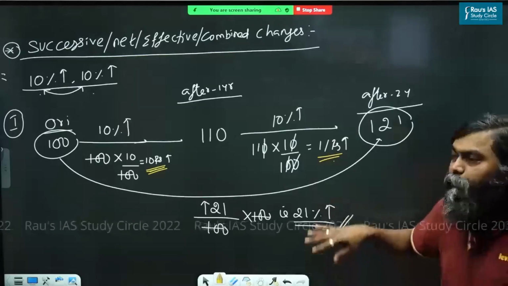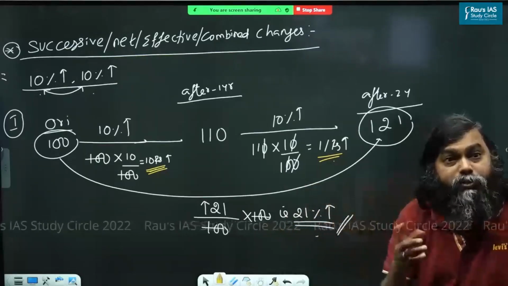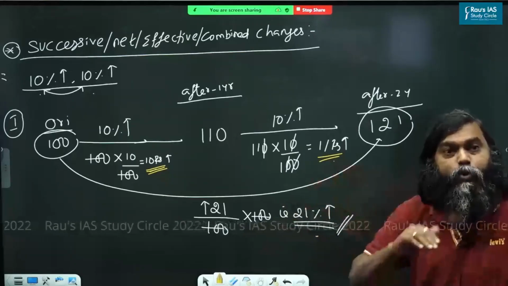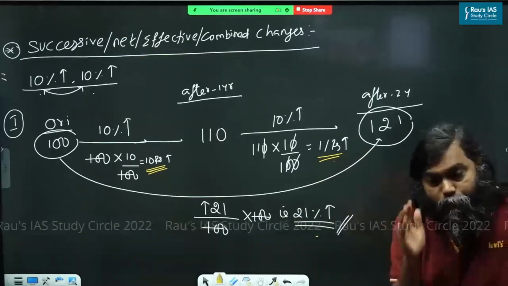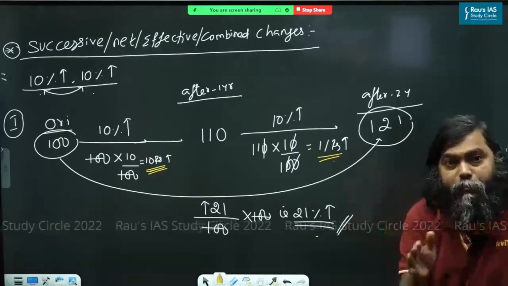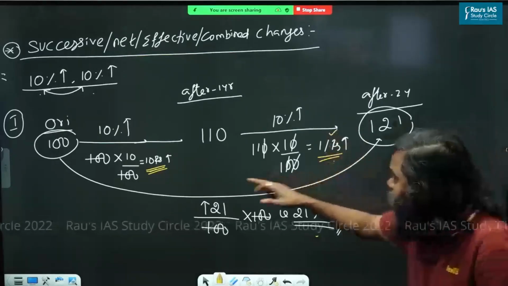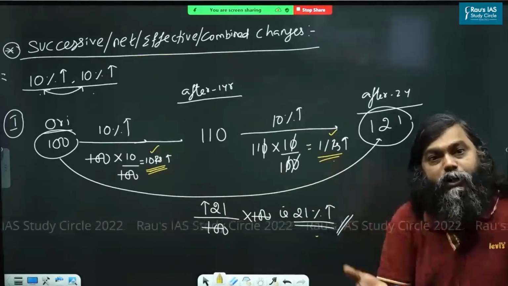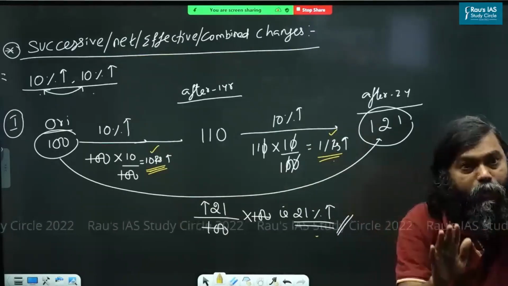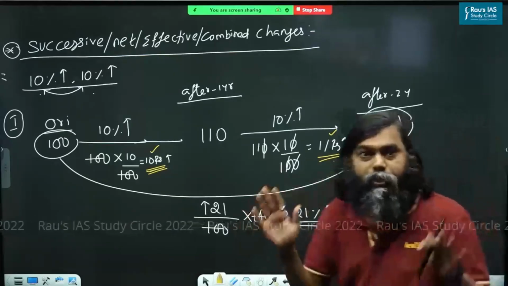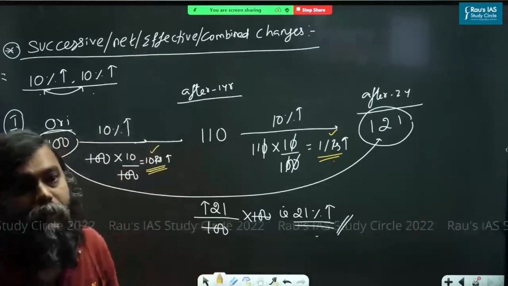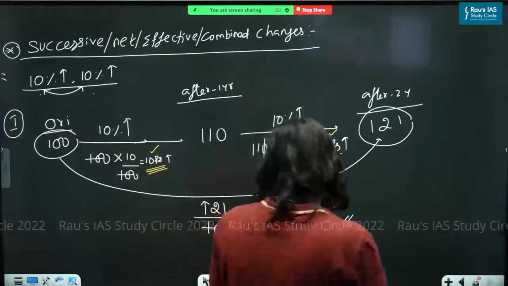When can you prefer this interpretation? I am not saying when you can solve. In every successive change, you can solve by this interpretation. But you prefer this interpretation if and only if the question discusses or asks about individual year difference in value. Then only you can prefer this interpretation. Understood? Now listen, boss.